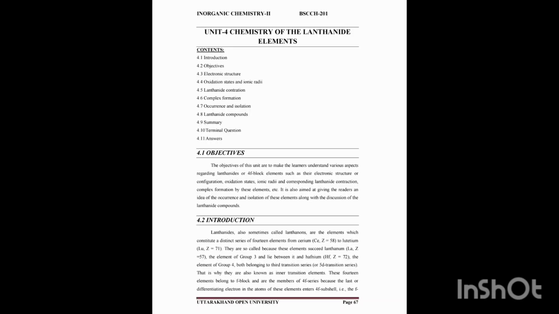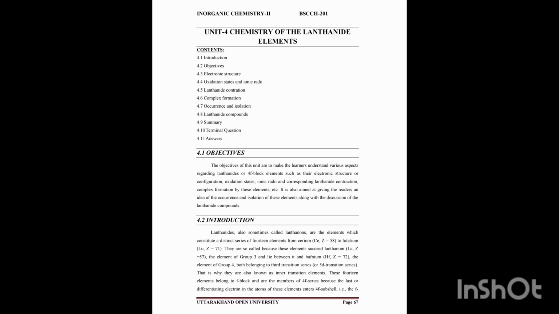So today we will read the chapter Chemistry of the Lanthanoid Elements. Introduction. Lanthanides, also sometimes called lanthanones, are the elements which constitute a distinct series of 14 elements from cerium (Z equals 58) to lutetium, Lu (Z equals 71).